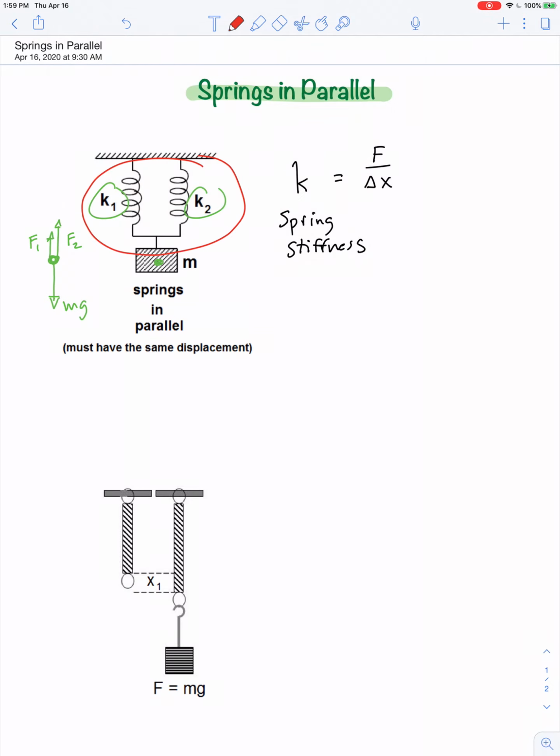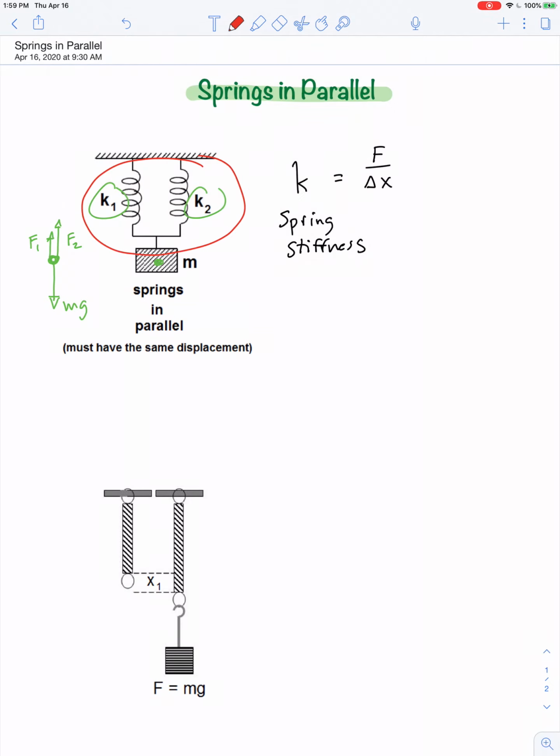But when the two springs are connected side by side, as in this diagram, then the free body diagram suggests that mg is offset by F1 and F2. So to maintain equilibrium, F1 plus F2 would have to equal mg. Now what we'd like to do is find one single spring that'll stretch the same amount as the two of them when connected in parallel.